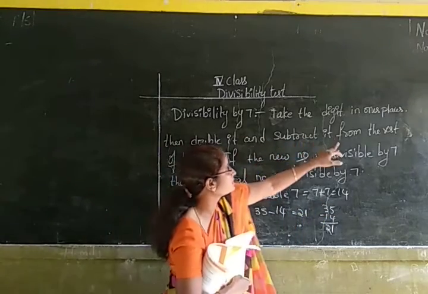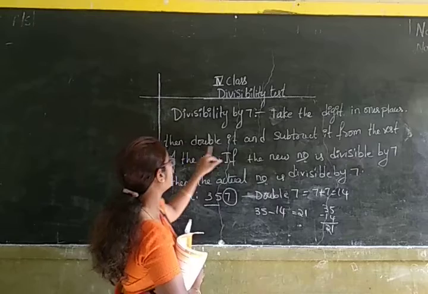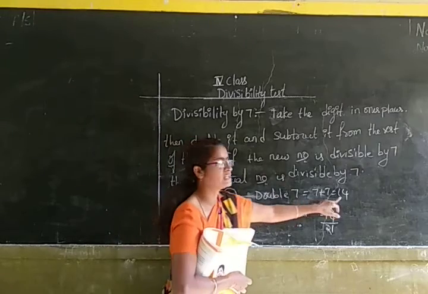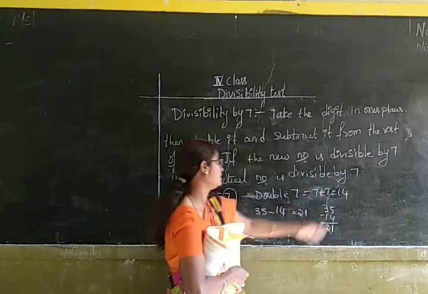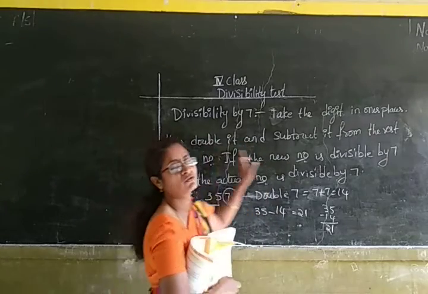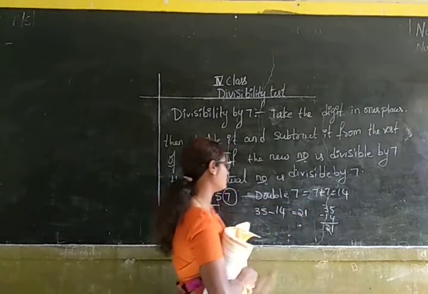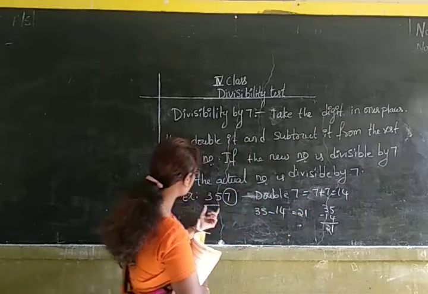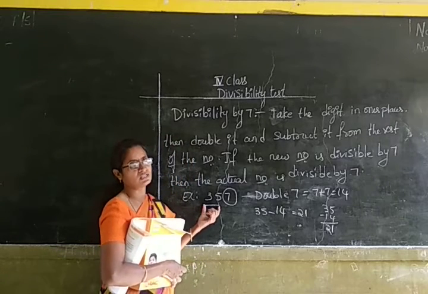Take the last digit in the ones place. Double it. So I have doubled it. So 7 plus 7 is 14. And subtract it from the rest of the number. So what is the rest of the number here? The rest of the number is 35.